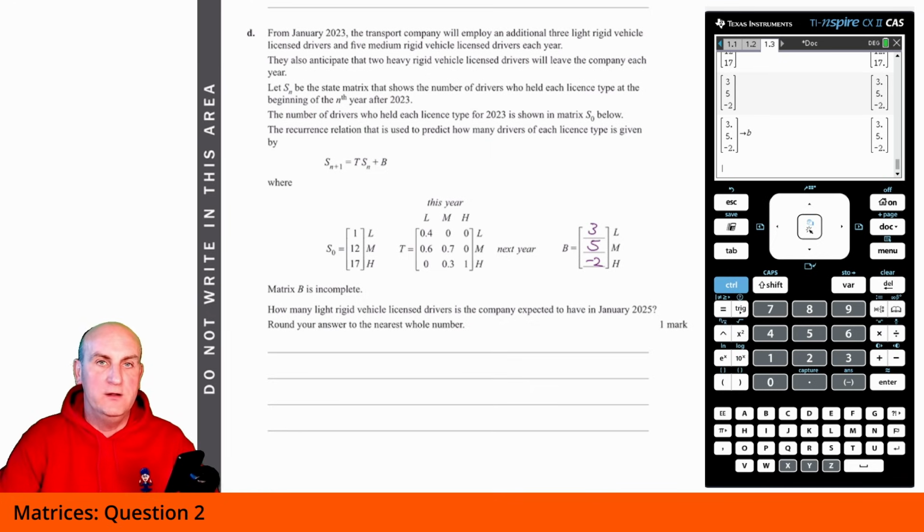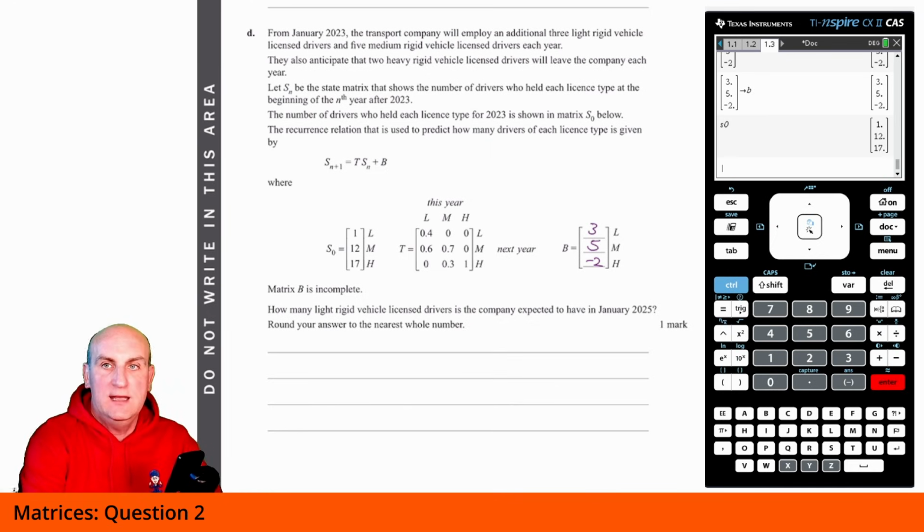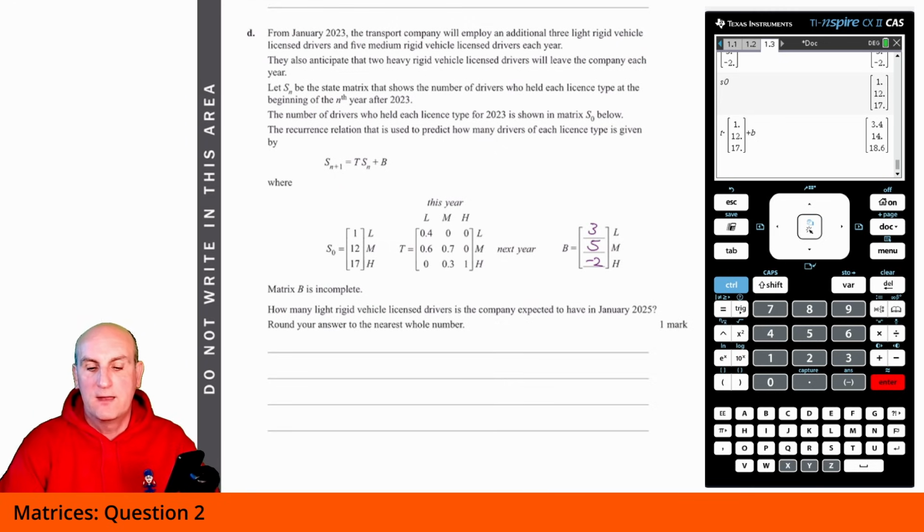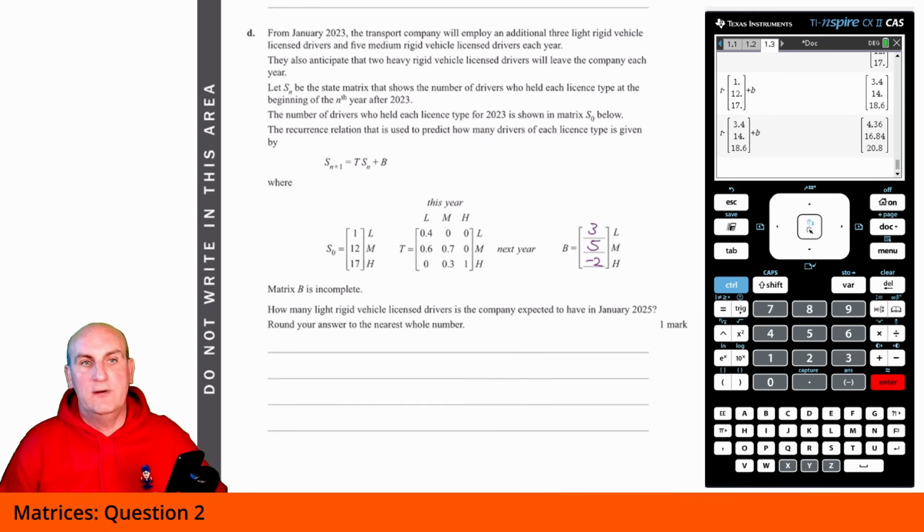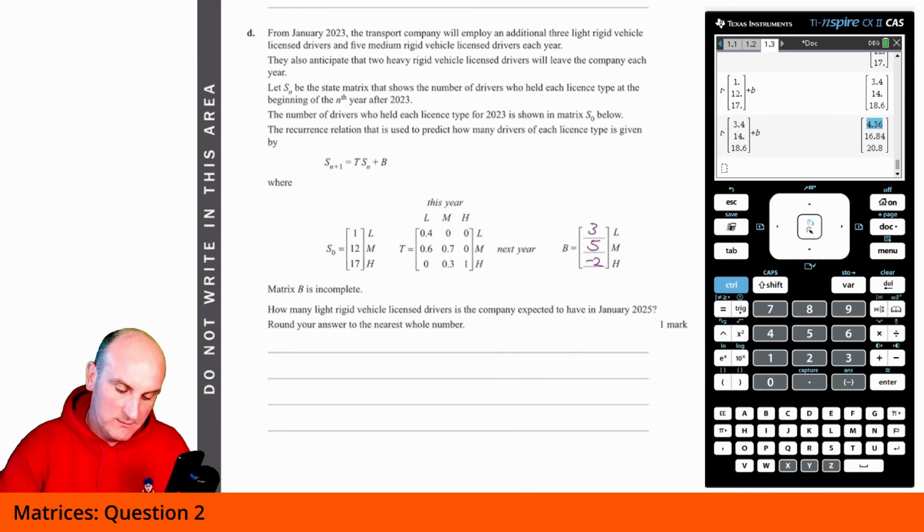So what I'm now going to do is put in S0, hit enter, and do T times my answer plus B. Now that's after 1. And hit it again, that's after 2. Round your answers to the nearest whole number. Having done that, how many light rigid vehicle license? I only want light. It's the first value here. So as far as I'm concerned, it's going to be 4 drivers.